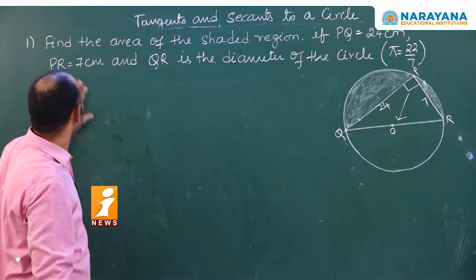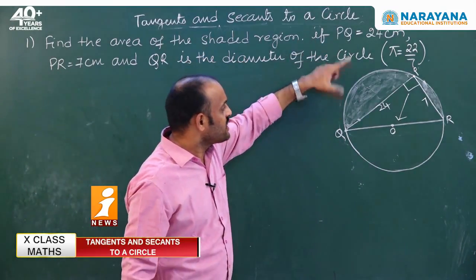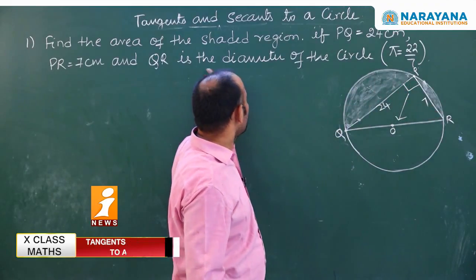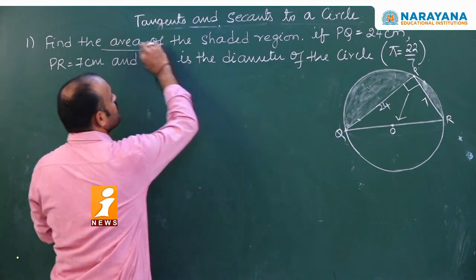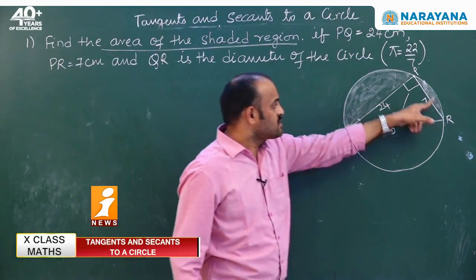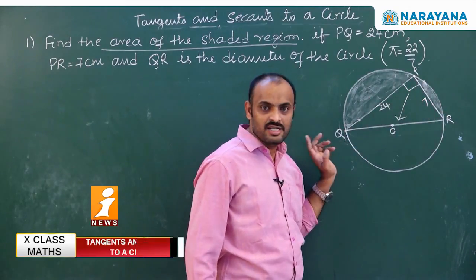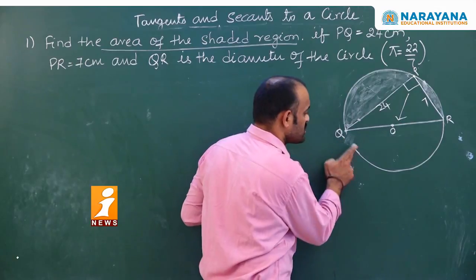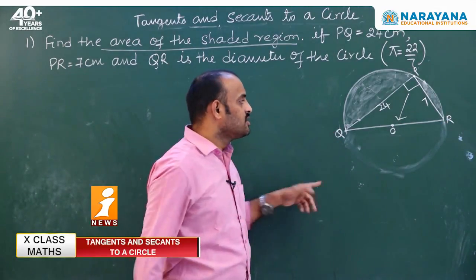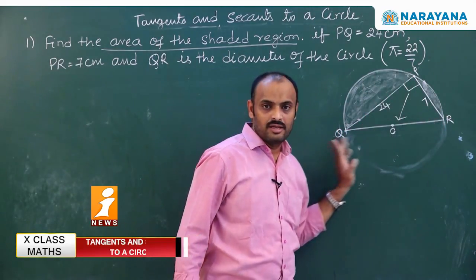Now see the first example. Find the area of the shaded region in this figure. PQ is given as 24, PR is given as 7, and they are asking to find the area of the shaded region. So the area of the shaded region means area of semicircle minus area of triangle, isn't it? No need to check the other part. This part is not involved at all.